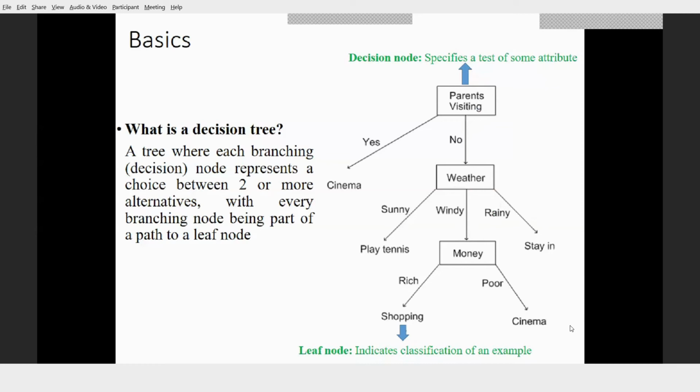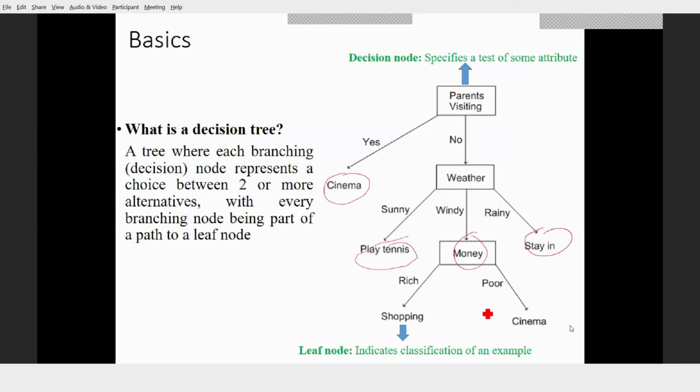Right. So, what is a decision tree? A decision tree is a learning model, and the output of a decision tree looks like this. You take a decision based on this. For example, are your parents visiting? If yes, then you plan to go to the cinema. If no, then you look at the weather. If it is sunny, you play tennis. If it is windy, you work on this. If it is rainy, you stay home.